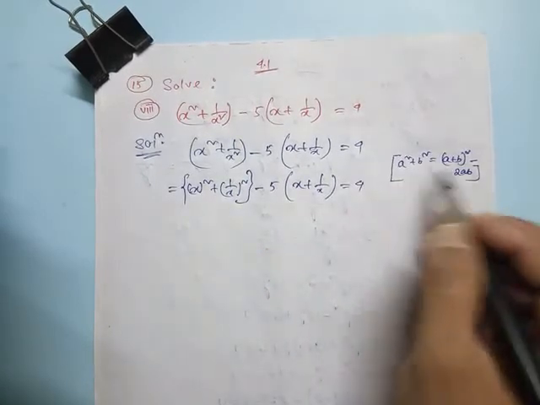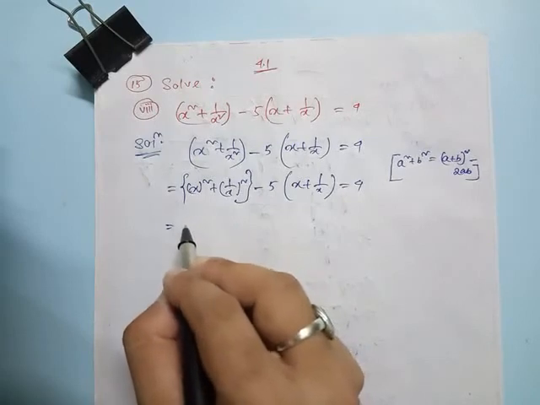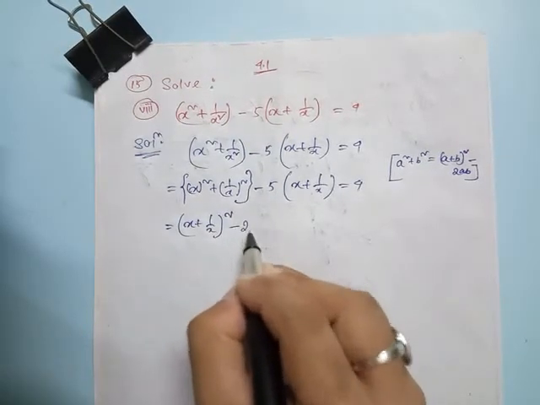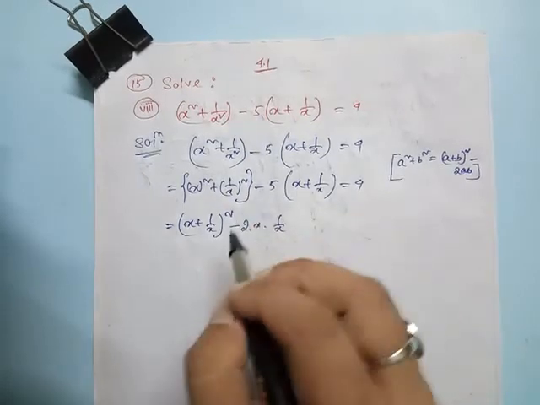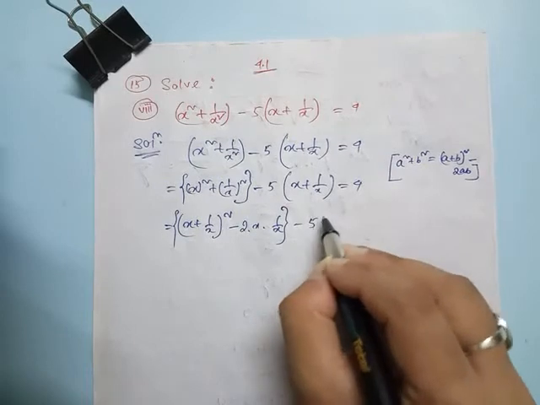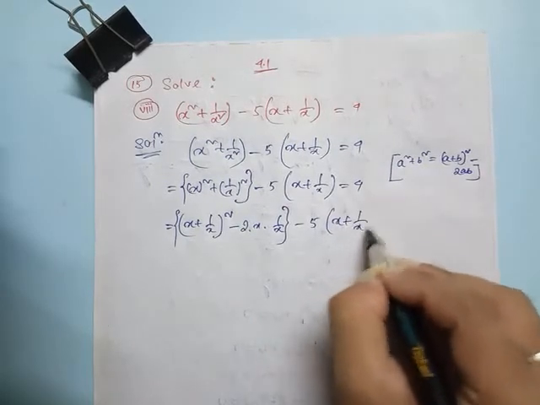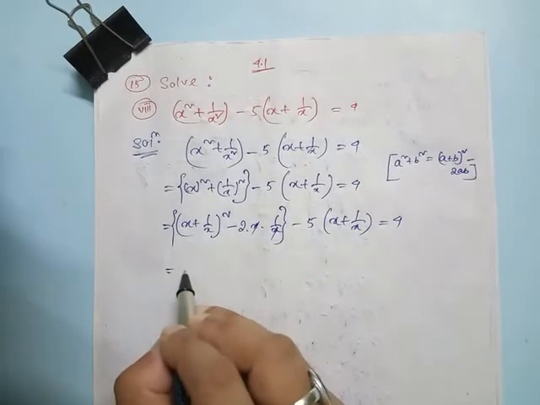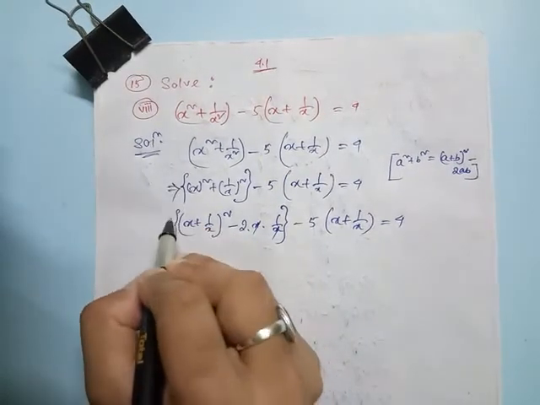Now we will use this formula. So a plus b whole square minus twice ab. I hope you understand. Then this will remain the same, minus 5 times x plus 1 by x equal to 4. Now x can cancel, so there would be implies.